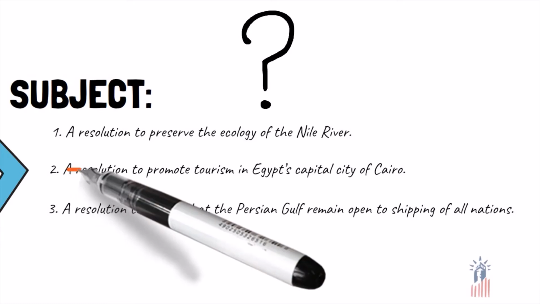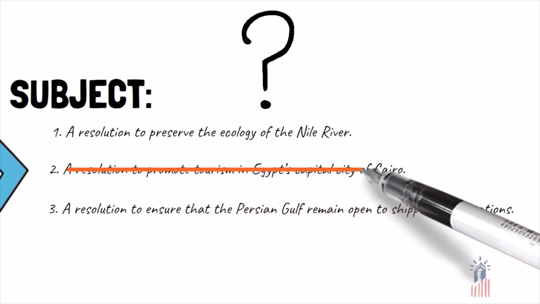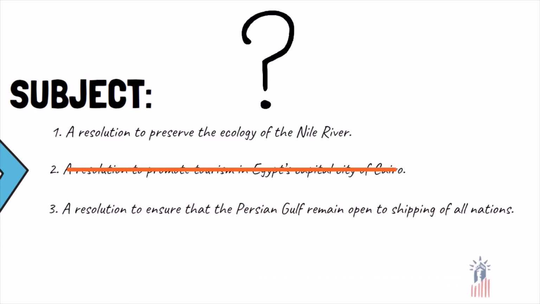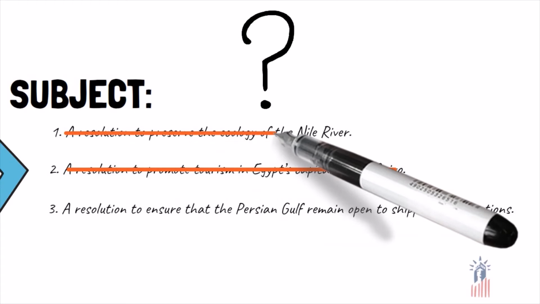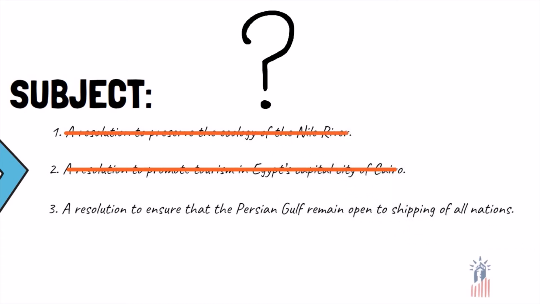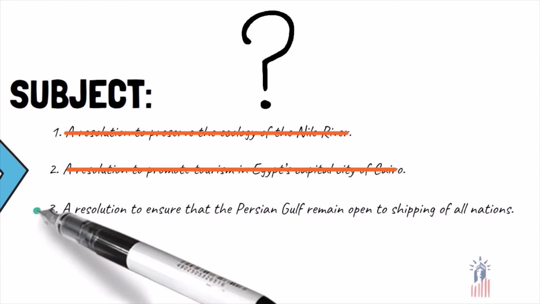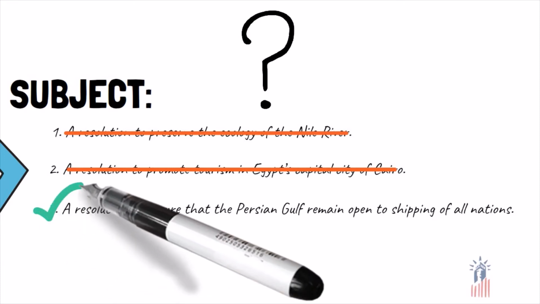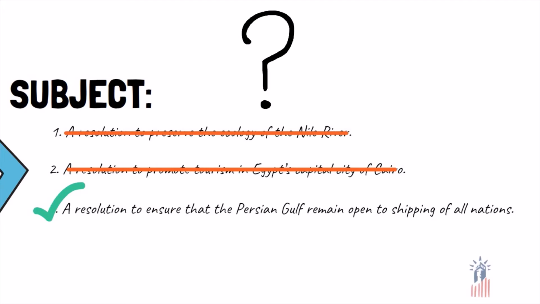We can eliminate option 2 because that resolution only affects and benefits Egypt. Therefore, it isn't a globally debatable topic. Option 1 can also be eliminated as it's exclusive to the nation of Egypt. While some resolutions are nation-specific, they usually address a specific crisis. Option 3 is the strongest option because it affects the economic stability and interests of many nations in that region.